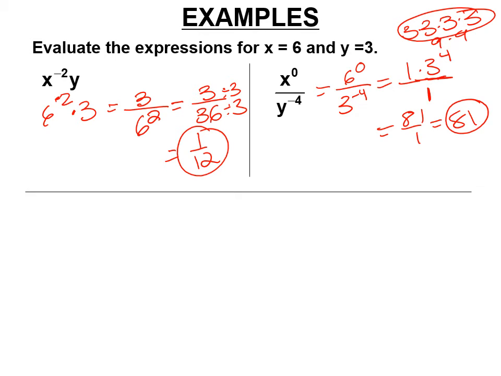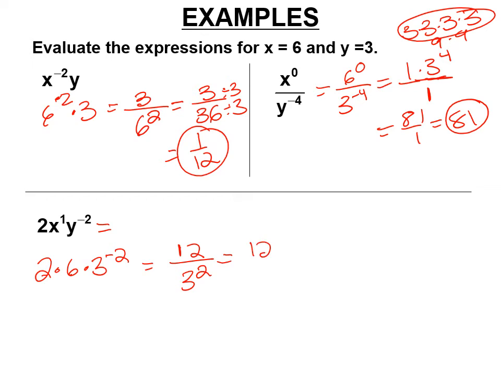Take your time with these. They all logically make sense. All right, so this is 2 times x to the first times y to the negative second. So now this is the same as 2 times 6 times 3 to the negative second. So the 2 times 6 all stays in the numerator, but 3 to the negative second goes in the denominator, and you get 12/9.